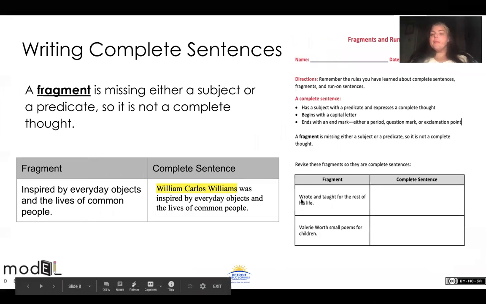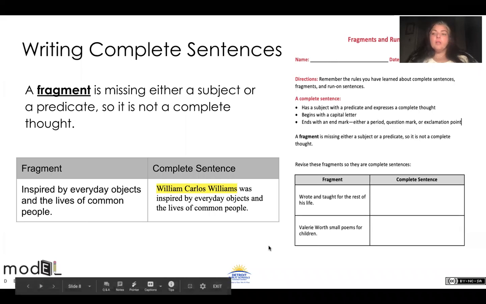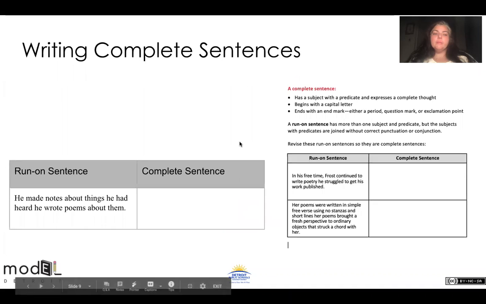So the first fragment will be "wrote and taught for the rest of his life." And then your other fragment is "Valerie Worth, Small Poems for Children." Neither one of those are complete thoughts. So that is why they are underneath the fragment column. It is up to you to write the complete sentences. Now we're going to move on to our run-on sentences.